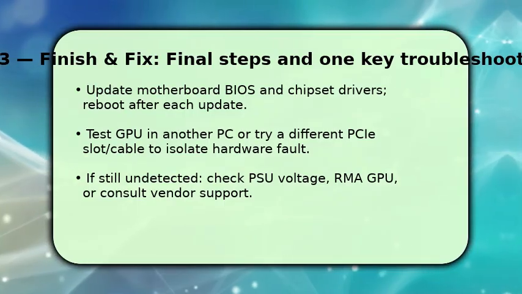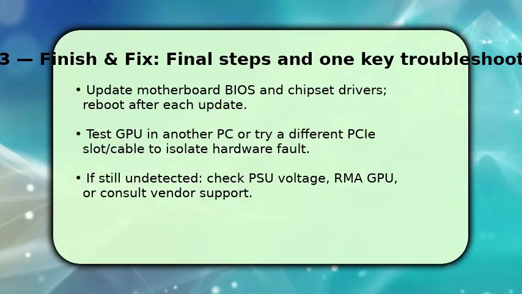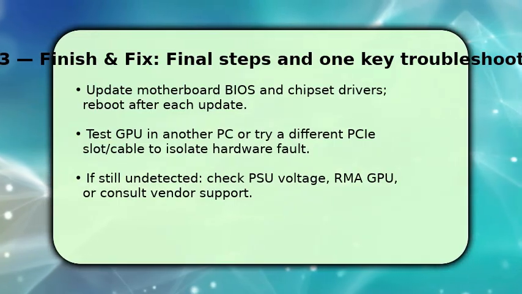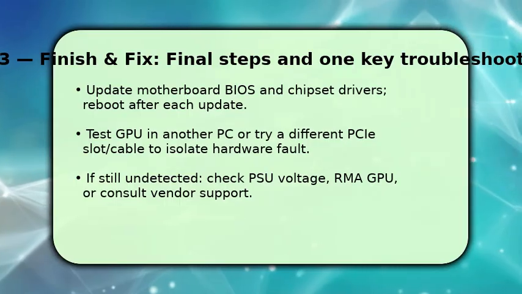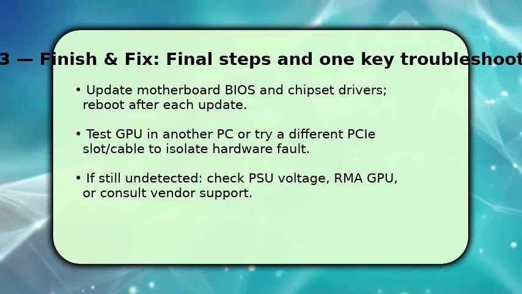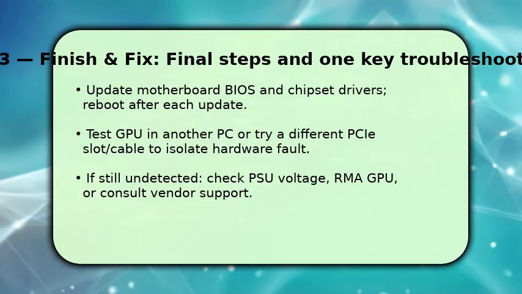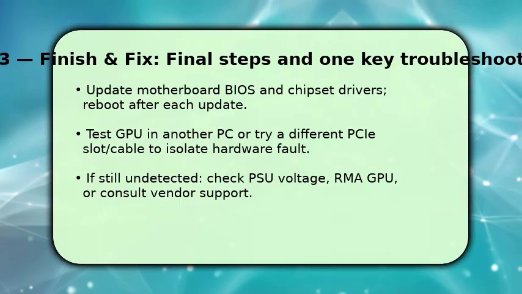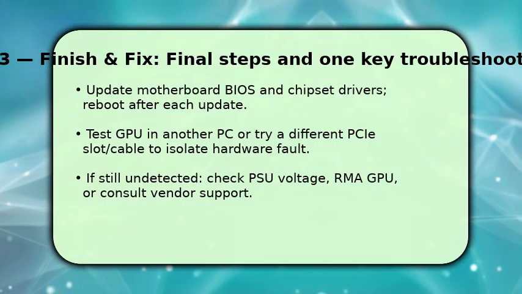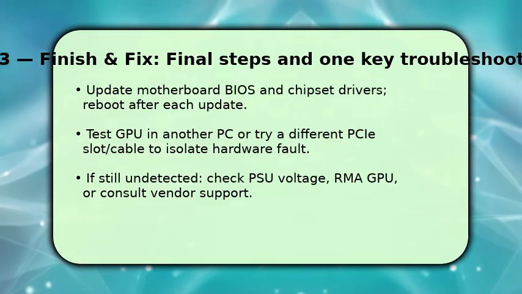If the card still doesn't appear, test it in a known good PC or try a different PCIe slot and power cable to isolate whether the GPU or system is at fault. Make sure your power supply can deliver required rails. Troubleshooting tip: if possible, swap with a working GPU to confirm hardware versus software before RMA or support.